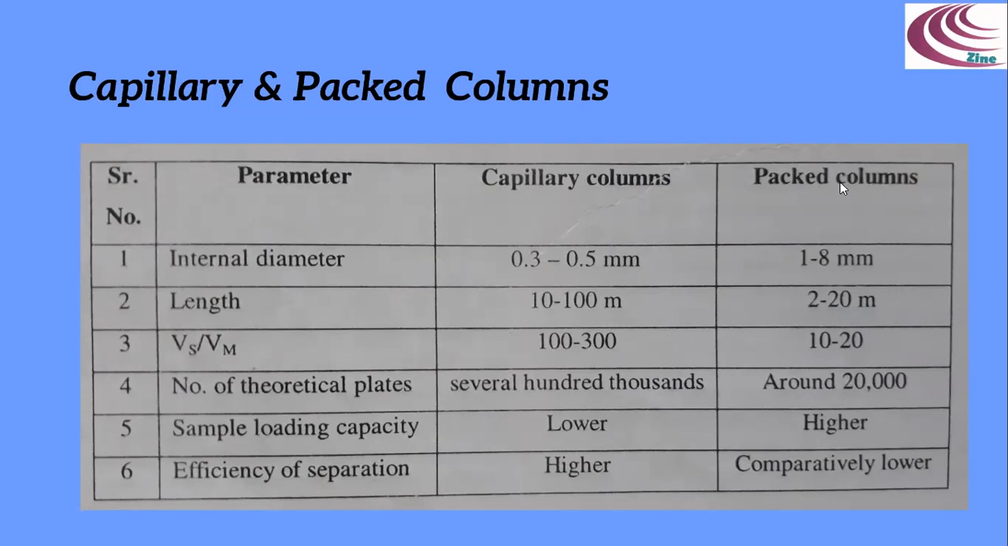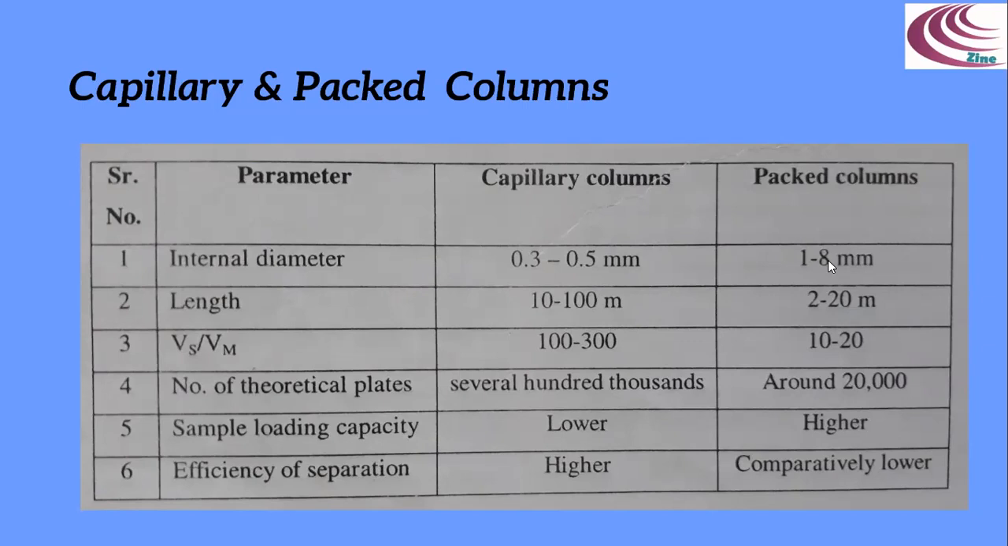Then packed columns are made up of glass or tubes of stainless steel, copper or aluminum with an internal diameter of around 1 to 8 mm. These columns are filled with solid supports which absorb the liquid used as the stationary phase for the separation. The packed stationary phase in these columns offers some resistance to the flow of the mobile phase, and hence there is some pressure drop across the two ends of the column.